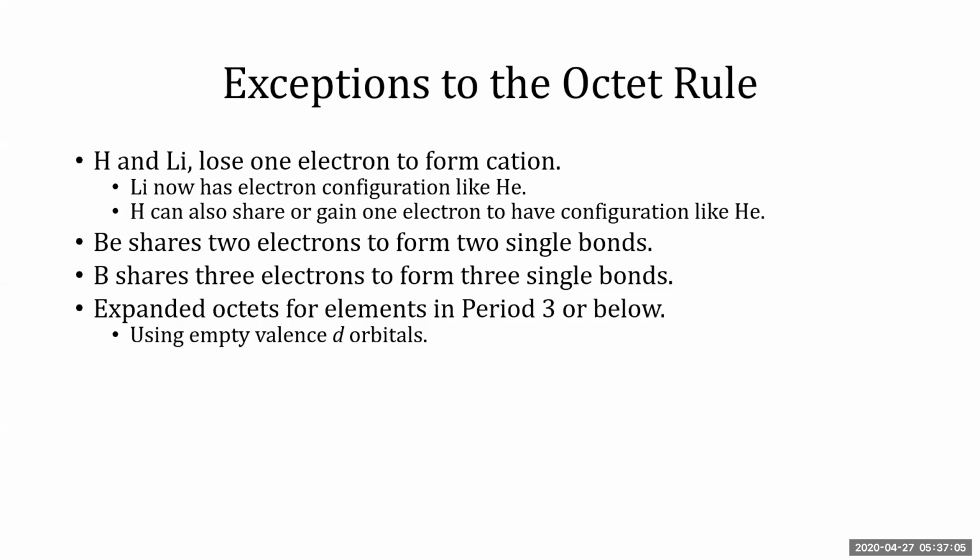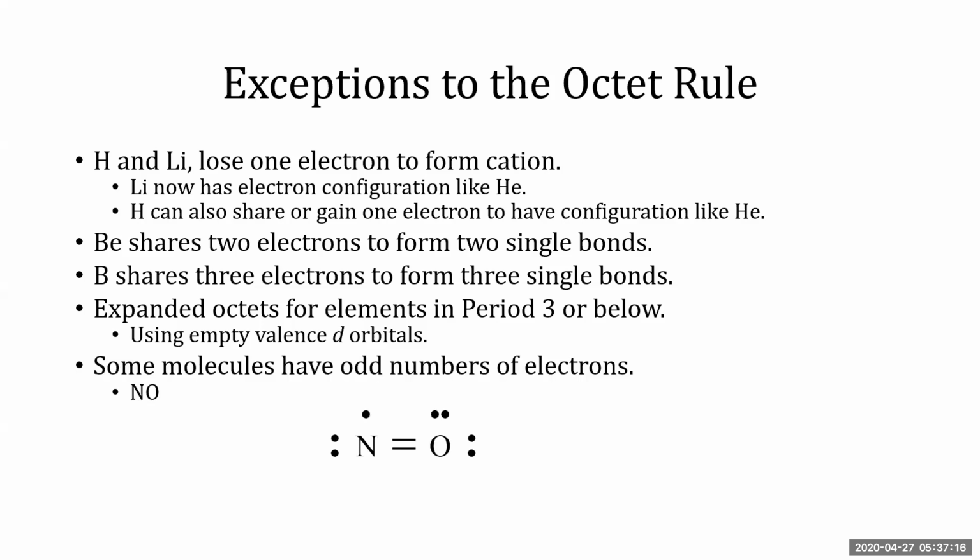Expanded octets occur for elements in period 3 or below. And the reason? They have empty valence d orbitals. Some molecules have an odd number of electrons. We call them radicals. An example is NO.